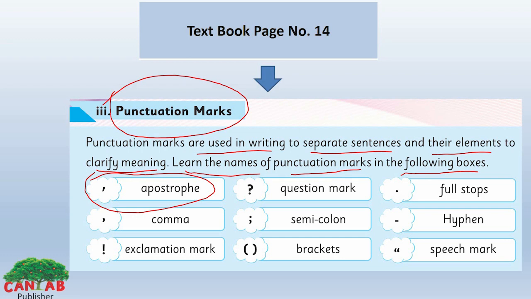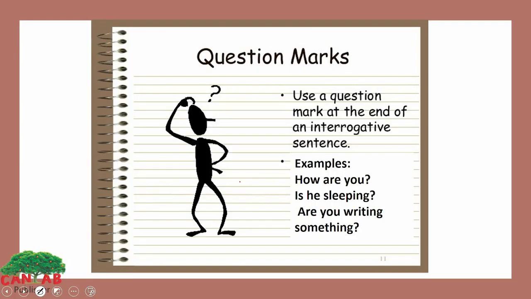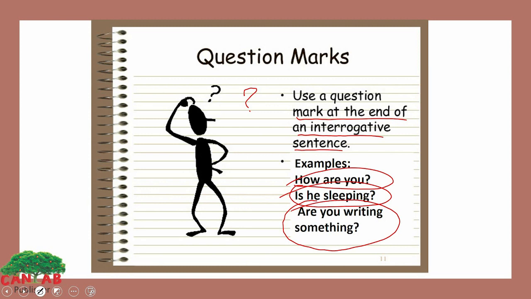Now look at the question marks. What are question marks? We will discuss their use. We use a question mark at the end of an interrogative sentence. Yes, we discussed the interrogative sentence in our previous lesson. When we ask a question of someone, we put a question mark in writing. For example, how are you? Is he sleeping? Are you writing something? It is in an interrogative manner, asking a question, so that's why we have added a question mark here.